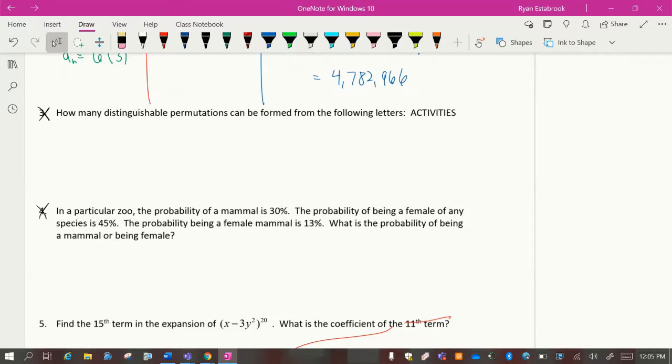Number 3 and number 4 skip. We didn't get around to those, didn't have time. So cross off 3, cross off 4.